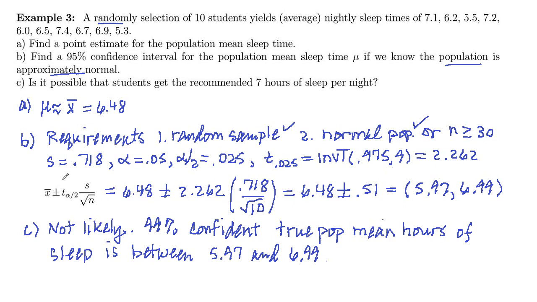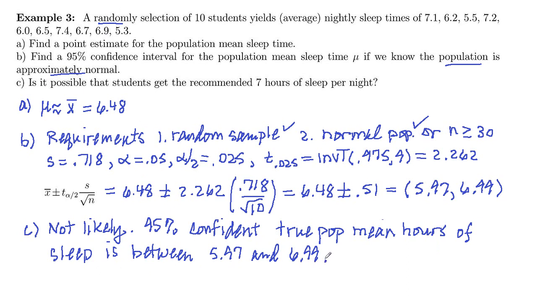Plug those into our confidence interval formula. So here's our x bar plus or minus t value, s over square root of n. I got 5.97 to 6.99. So is it possible that students get the recommended 7 hours of sleep? Not likely, because we're 95% confident. I was right the first time. 95% confident that the true population mean hours of sleep is between 5.97 and 6.99.